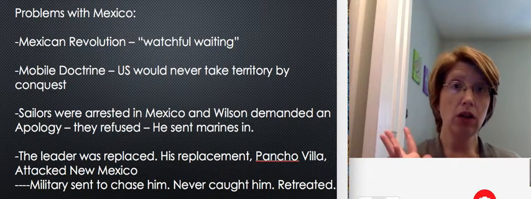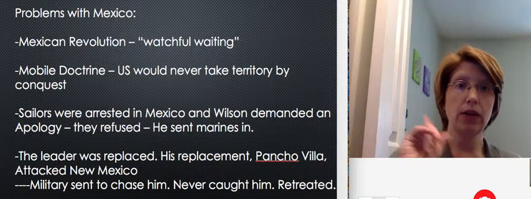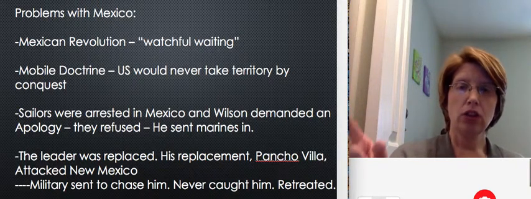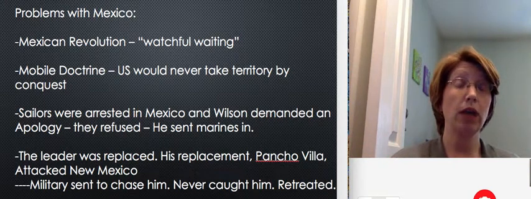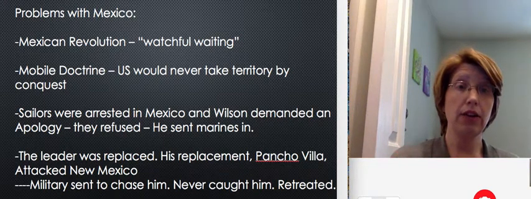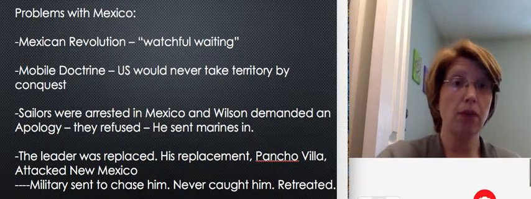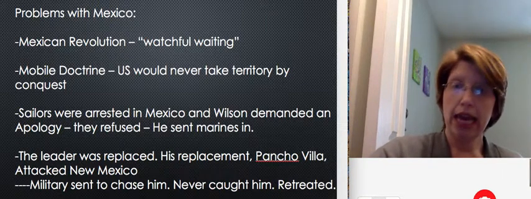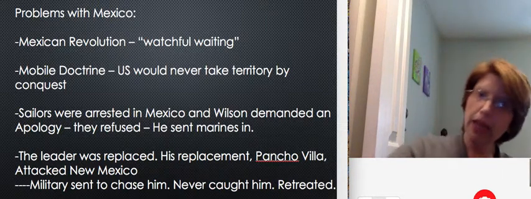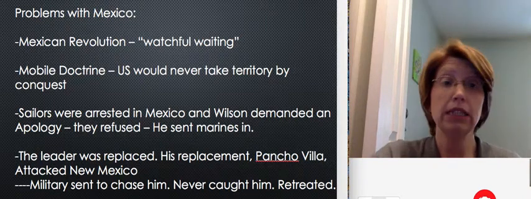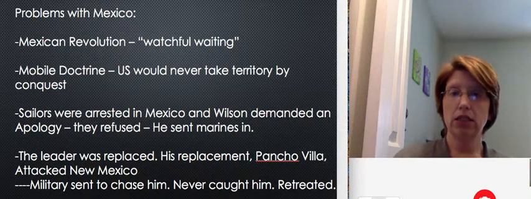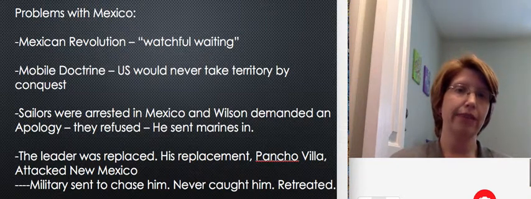So now the president's like, oh my goodness. So he sends the military to capture him. I say chase him because that's what they wind up doing. He sends the military to stop him, and then he runs away. He runs back into Mexico. Without permission, our military follows him into Mexico and chases him for like a year. They never catch him, and so we retreat.